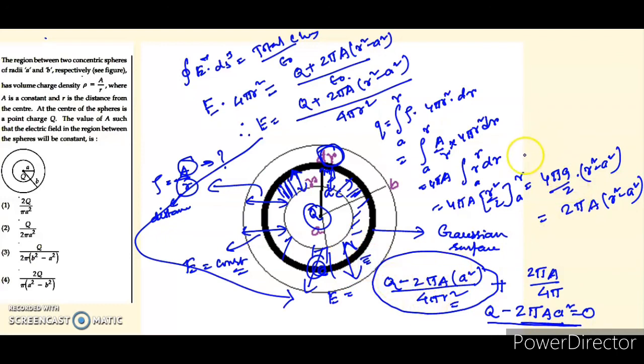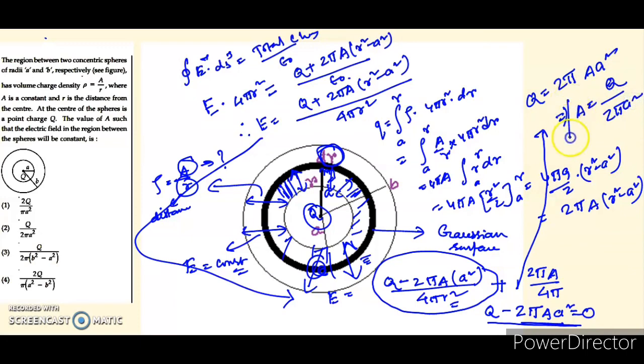So therefore we get Q is equal to 2π A a². Therefore, A is equal to Q by 2π a², which is our answer.